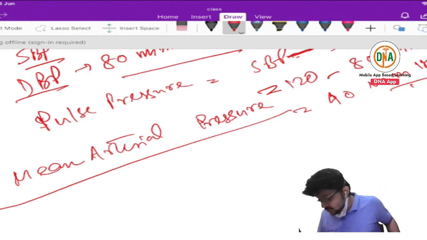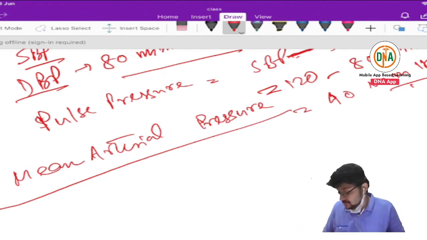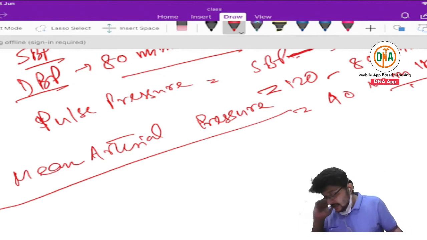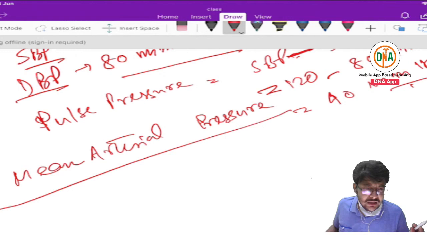No, that's wrong. SBP plus 1/3 of DBP is wrong. Yes, Krishna Chaitanya is correct: diastolic plus 1/3 pulse pressure. Easiest way to remember: two classes back, most probably in the second week of May when we started taking classes, I told you one thing.